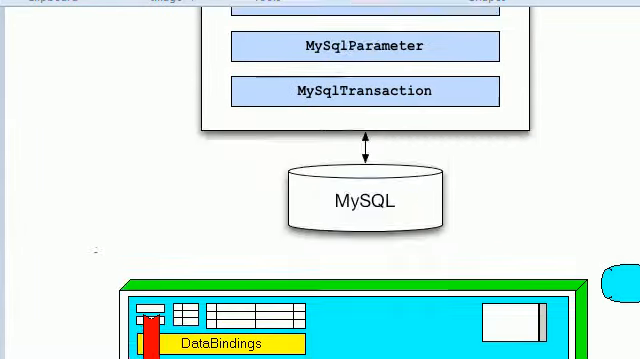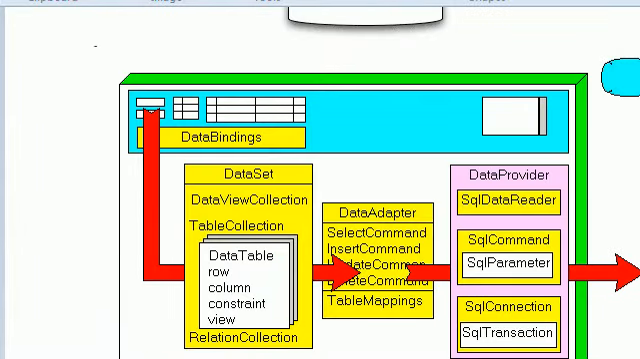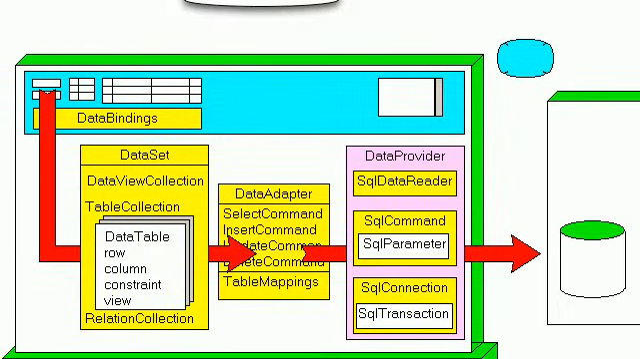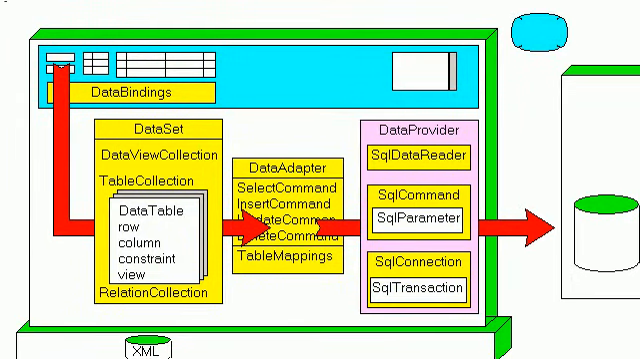This is the basic architecture for the whole process. We have a grid view here, and the grid view just does the data binding. You get the data inside the user interface from the dataset, and the dataset gets its data from the data adapter, and the data adapter fills the dataset.